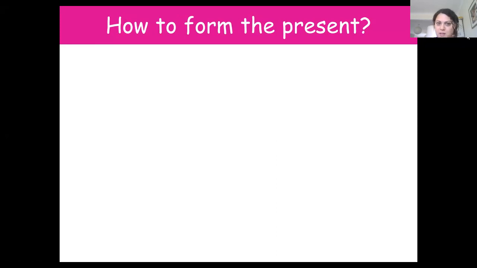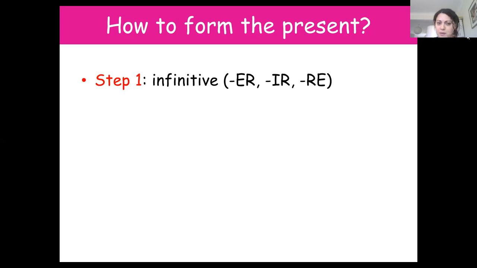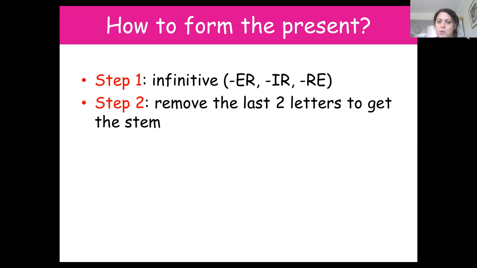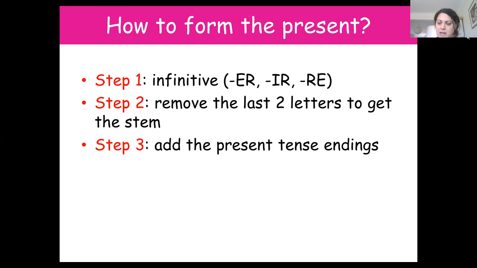Second question I ask you to think about is, how do we form the present tense? So hopefully that was clear from the video. So try and answer the question first. Okay. First step, we find the infinitive verb, which in French finish in er, ir, or re. Step 2, you remove the last 2 letters to get the stem. And the stem is that part of the verb that is not going to change throughout the conjugation. And step 3, we need to add the present tense endings, which vary according to which subject pronoun you're using. Okay?